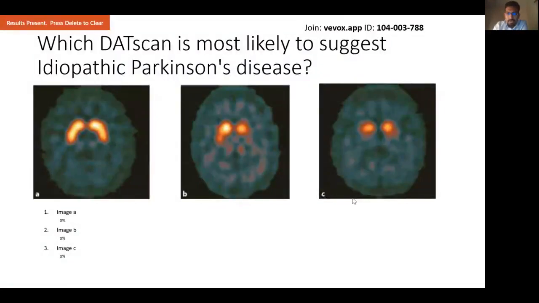Again, just a quick question, just to give some idea. I showed you a DAT scan before, just to recap what you understand. There are three DAT scans shown here. Which one do you think could be idiopathic Parkinson's disease? Let's open the poll and see how it goes.